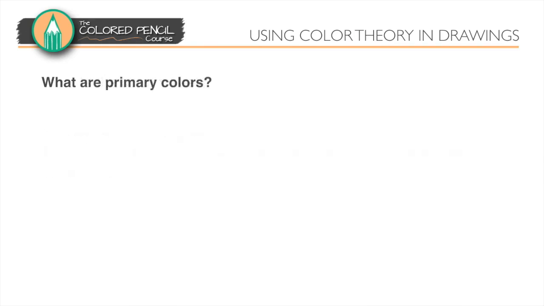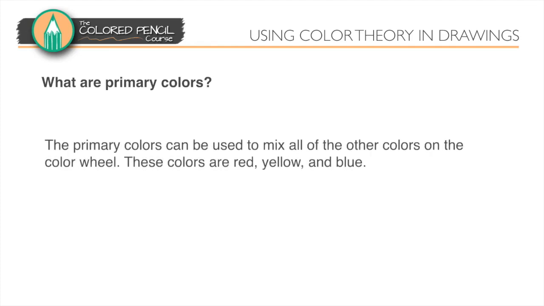The first set of colors are primary colors. The primary colors can be used to mix all of the other colors on the color wheel. These colors are red, yellow, and blue.